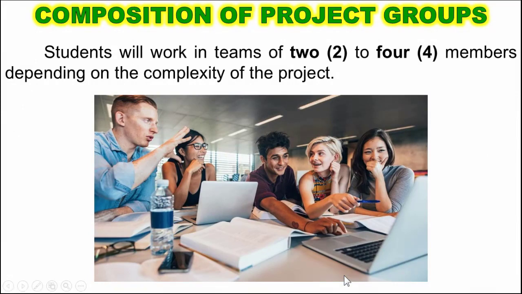Next, composition of project groups. Students will work in teams of 2 to 4 members, but depending on the complexity of the project, it is not fixed that the number of members per group is 2 or 4. It can be more, like 5 or 6 members in one group.